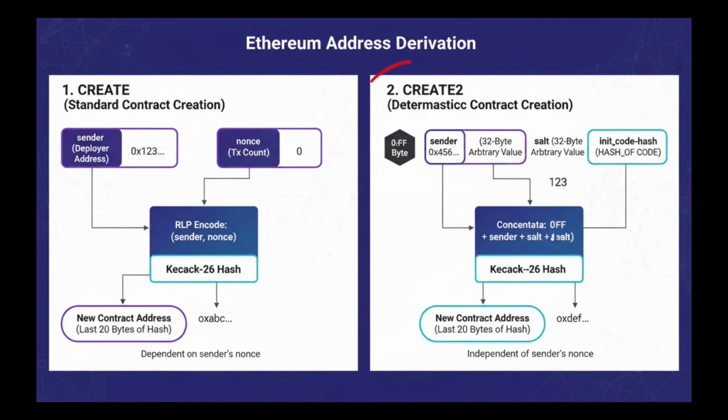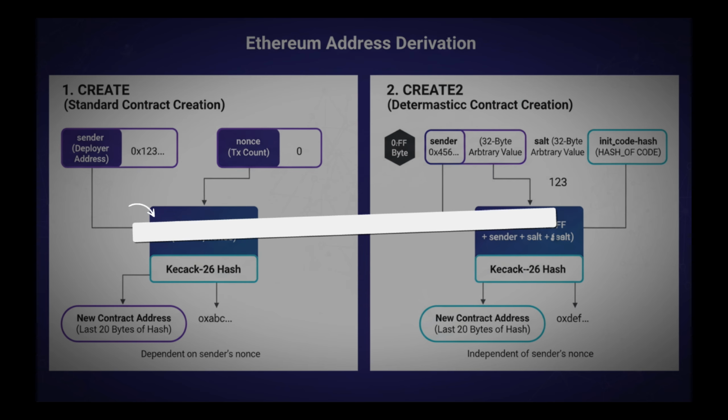However, there's also CREATE2, a newer opcode. CREATE2 lets you pre-compute the contract's address before deployment. It uses the deployer address, a user-supplied salt, and the contract's bytecode hash. The contract address is calculated using this formula: keccak256 of 0xFF plus deployer address plus salt plus the hash of the bytecode. Then we take the last 20 bytes as the contract address.